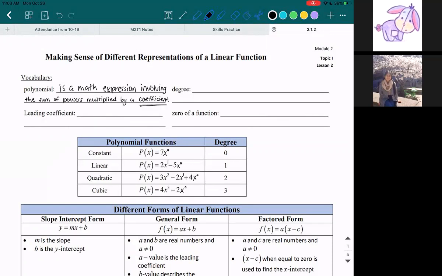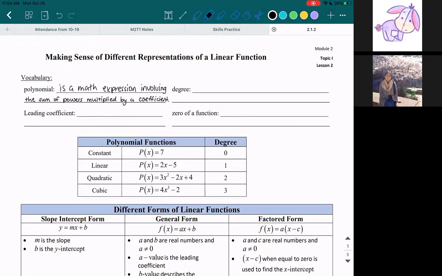And also, polynomials can be multiplied by a coefficient. So in this first one, your coefficient is 7. In the linear, your coefficients are 2 and -5. This one's coefficients are 3, -2, and 4. Cubic has coefficients of 4 and -2. So you can see that all of these examples, they got exponents and they're being multiplied to a coefficient. Therefore, they are polynomials. So that definition just means that all of these are polynomials. These are just some examples of polynomials.